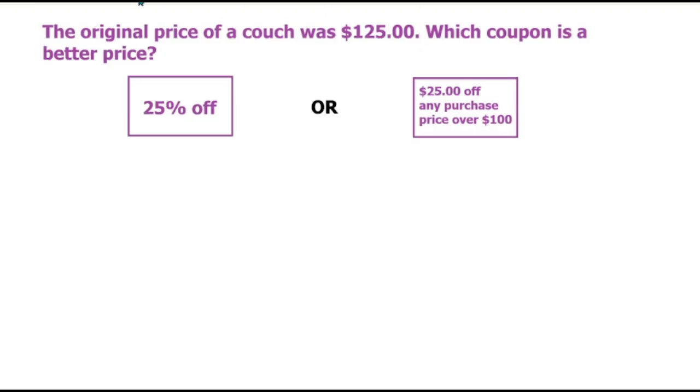So if we have a problem like this that says the original price of a couch was $125, which coupon is a better price? Is 25% off better, or is $25 off any purchase price over $100? So let's go through each one. I'm going to do the answer for the 25% off coupon first.